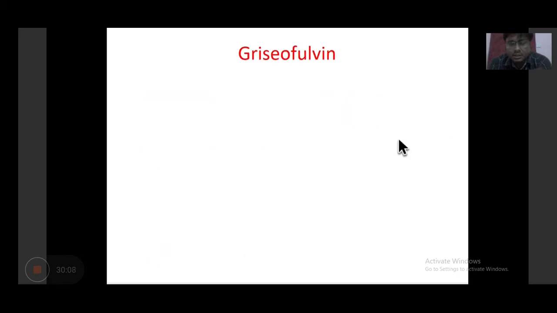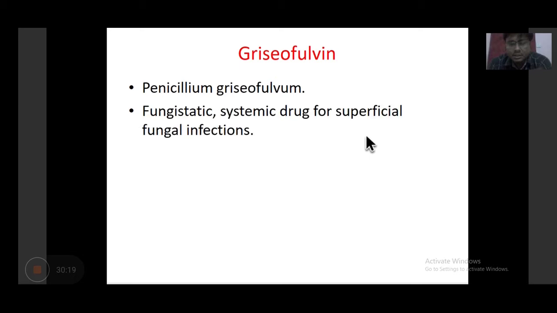Then let's come to another group of drugs, griseofulvin, which is nowadays no more used. It is obsolete, but it was the earliest antifungal agent which we were using, obtained from Penicillium griseofulvum, and hence the name griseofulvin. Then comes its action, that it is static, not like amphotericin that has cidal action at higher concentration and static at lower concentration. It is a static antifungal agent. And this is very good to understand that it is a systemic drug for superficial fungal infection. This is very important to understand what we are saying here.